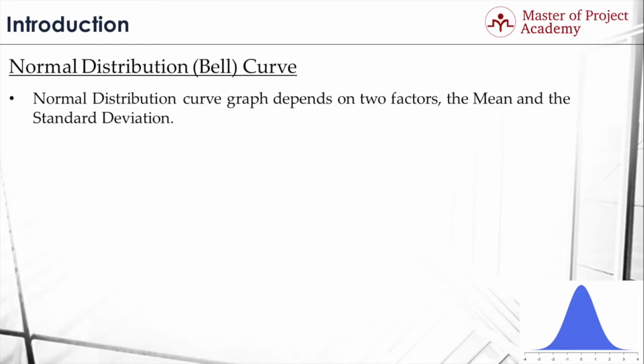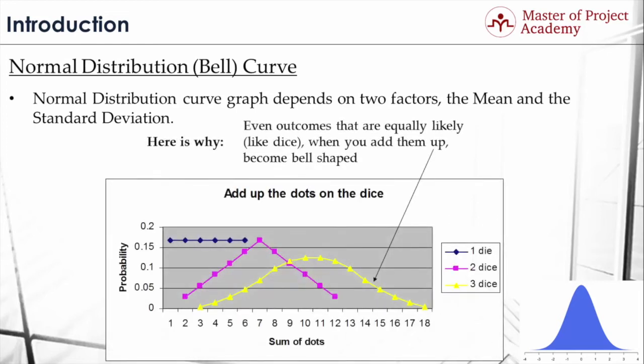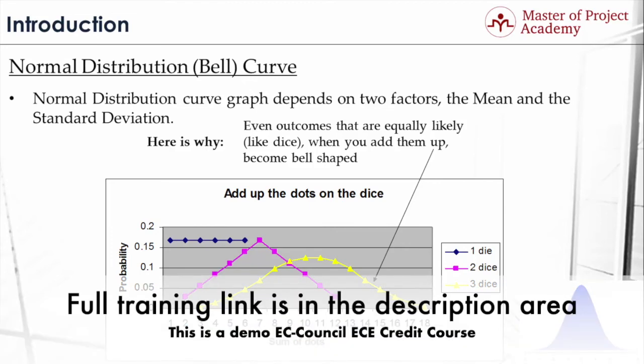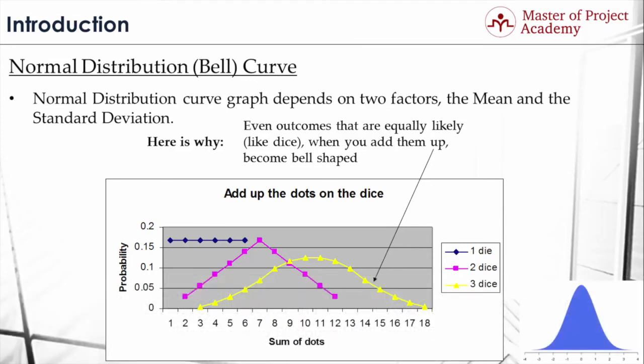Let's go over an example. If you roll a single dice, the possibility of each number to come is equal and around 16.67% for each number. If you roll two dices, the possibility of the sum of the dots will be as shown in the pink line. It will be from 2 to 12, respectively. But as you see, the possibility of getting the sum as 7 is the highest, which is actually 2 plus 12 divided by 2.